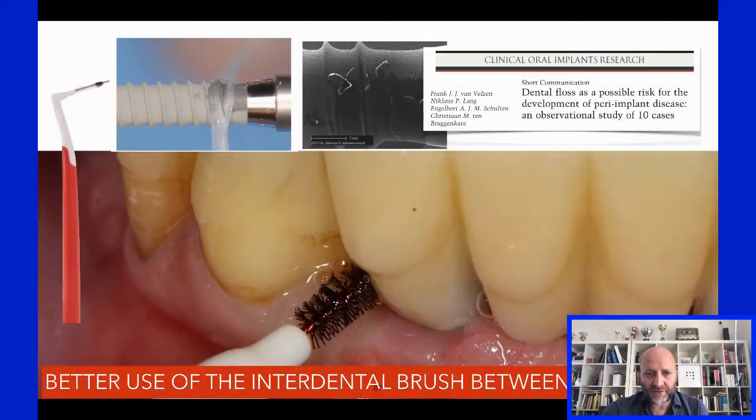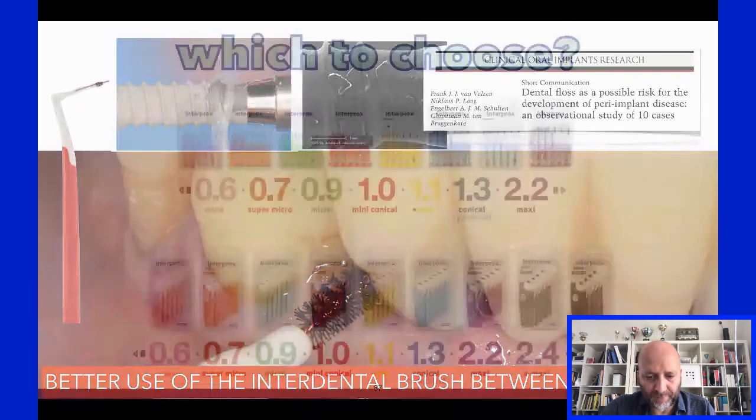Even between implants, it's better to use the interdental brush, because it's possible to leave some pieces of floss near the collar of the neck of the implant. This is very important in the development of peri-implant disease. Then it's better to use the interdental brush in this kind of patient.